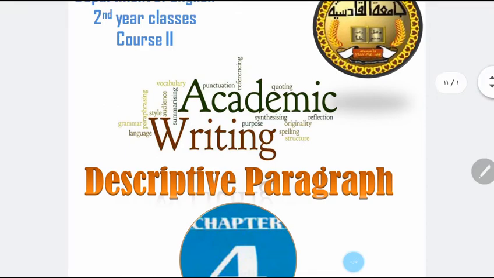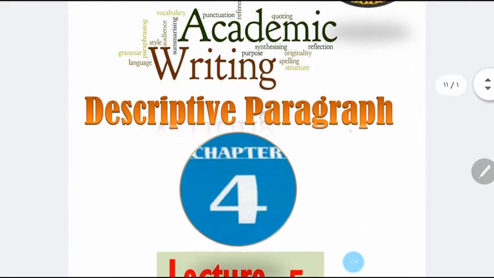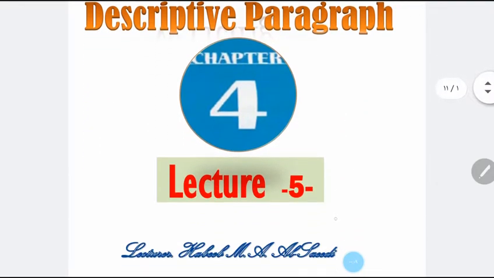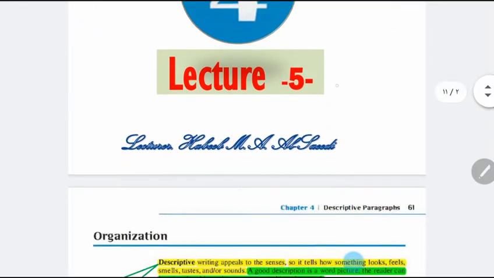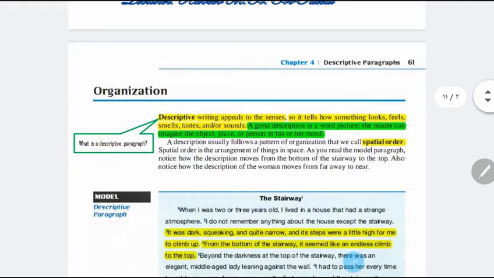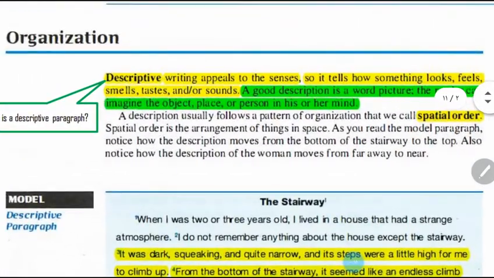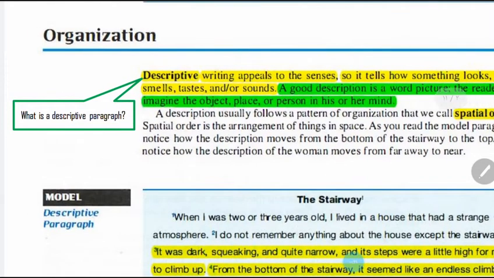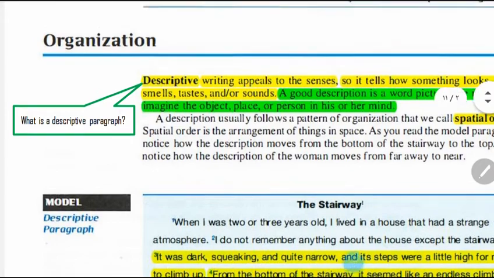Our lecture today is about the descriptive paragraph, chapter 4, and this is lecture 5 in academic writing. The first thing that we are going to talk about is the descriptive paragraph. What does it mean? Here you have a question: What is a descriptive paragraph?